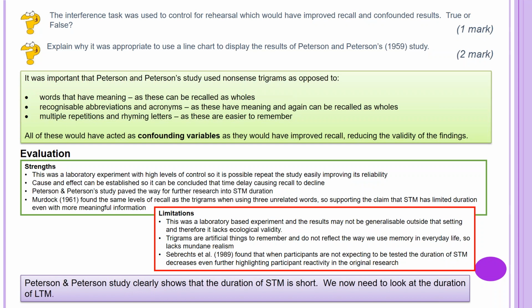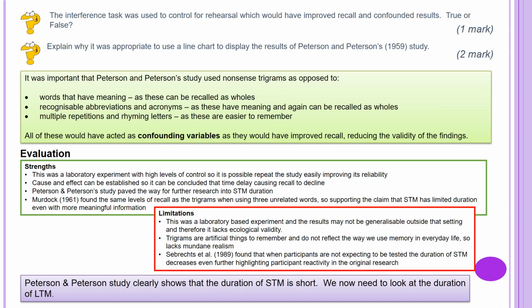Okay, moving on. It was important that Peterson and Peterson's study used nonsense trigrams as opposed to words that have meaning, as this can be recalled as wholes. Recognizable abbreviations and acronyms, as these are meaning and again can be recalled as wholes. Multiple repetitions and rhyming letters, as these are easier to remember. All of these would have acted as a confounding variable, as they would have improved recall, reducing the validity of the findings.